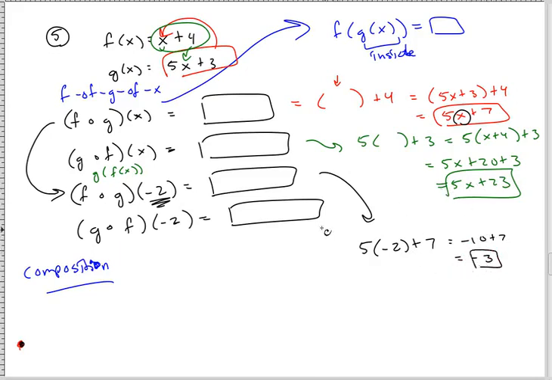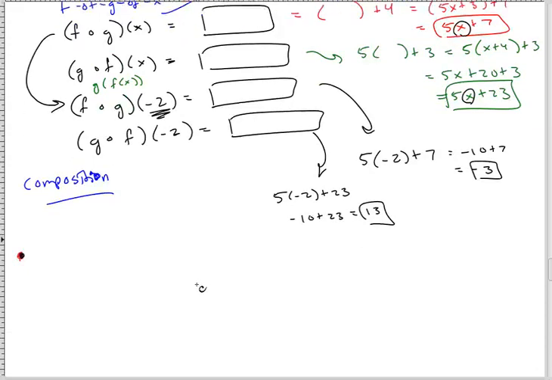Same thing right here. For the last one, I'm going to plug in -2 for x, yet again. It's -10 plus 23, which is 13. Okay, awesome. So composition functions.